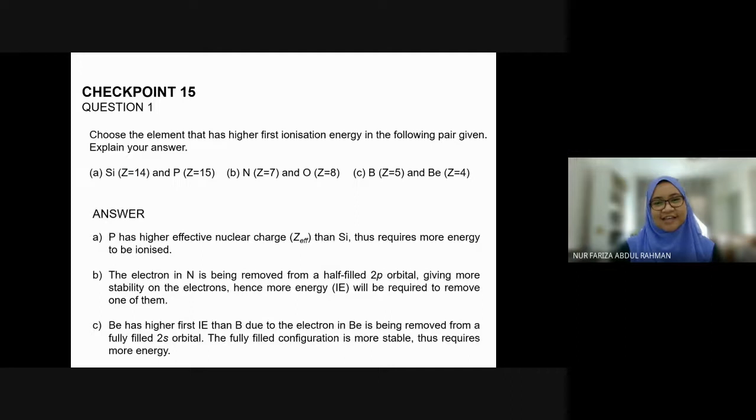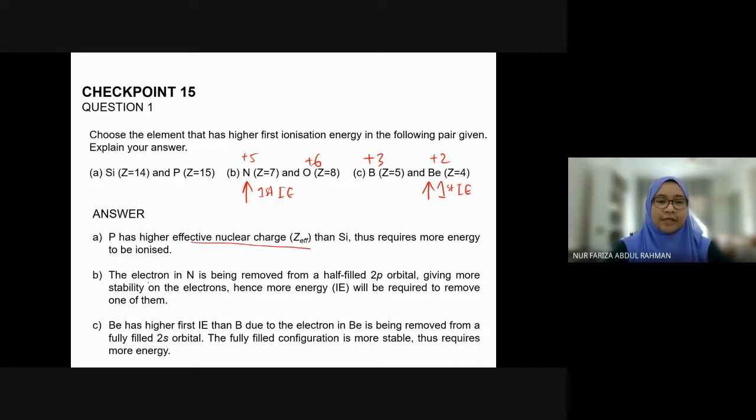Pusing. Okay, so see, nampak tak? You have to highlight the Z effective because dia follow trend kan? Dia follow trend. Okay, across the period. But nitrogen dengan oxygen dia tak follow trend. By right, this is positive 5, this is positive 6. Tapi why is it nitrogen has higher first IE compared to oxygen? Okay, same goes to beryllium. Beryllium is positive 2. The Z effective is positive 2. Boron is positive 3. Tapi kenapa beryllium has higher first IE than boron? Okay, alright.